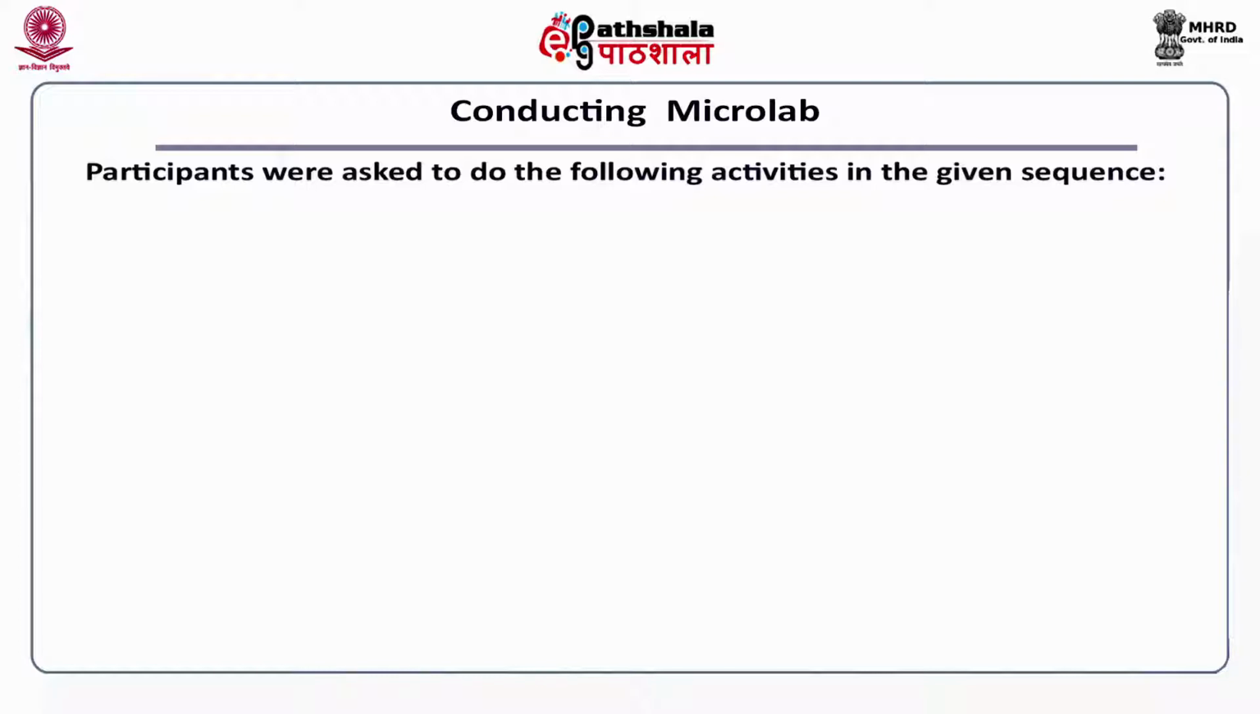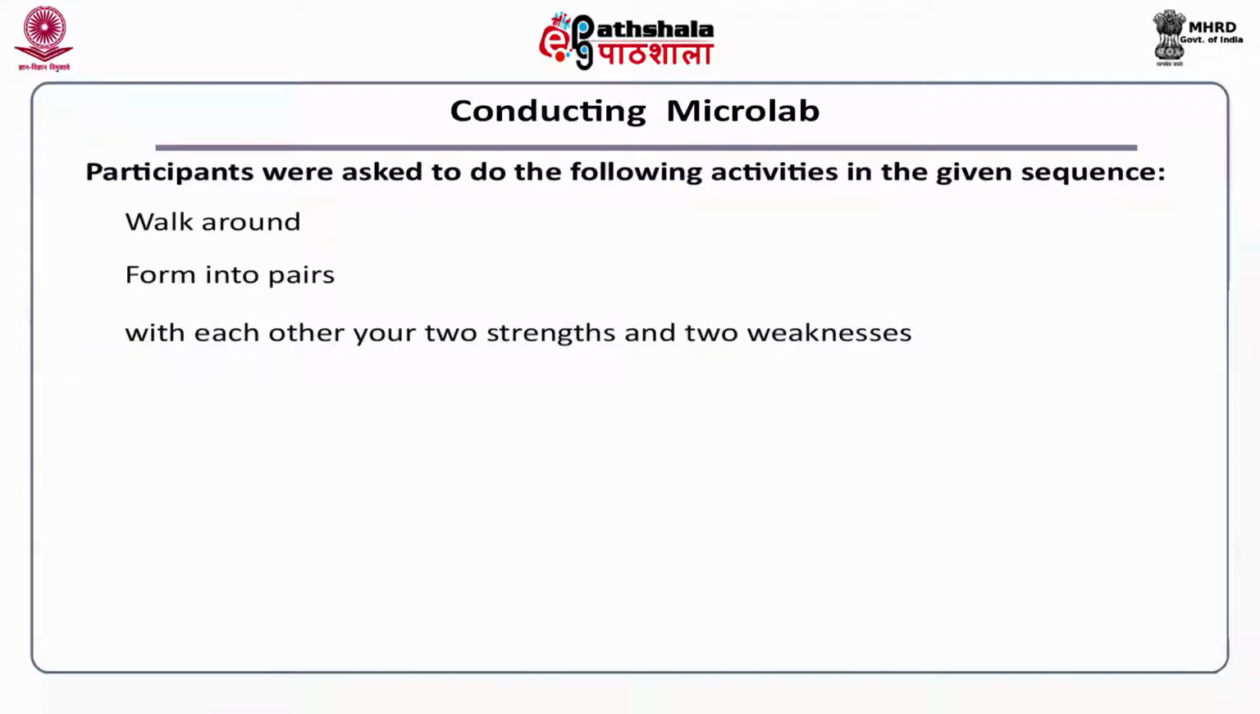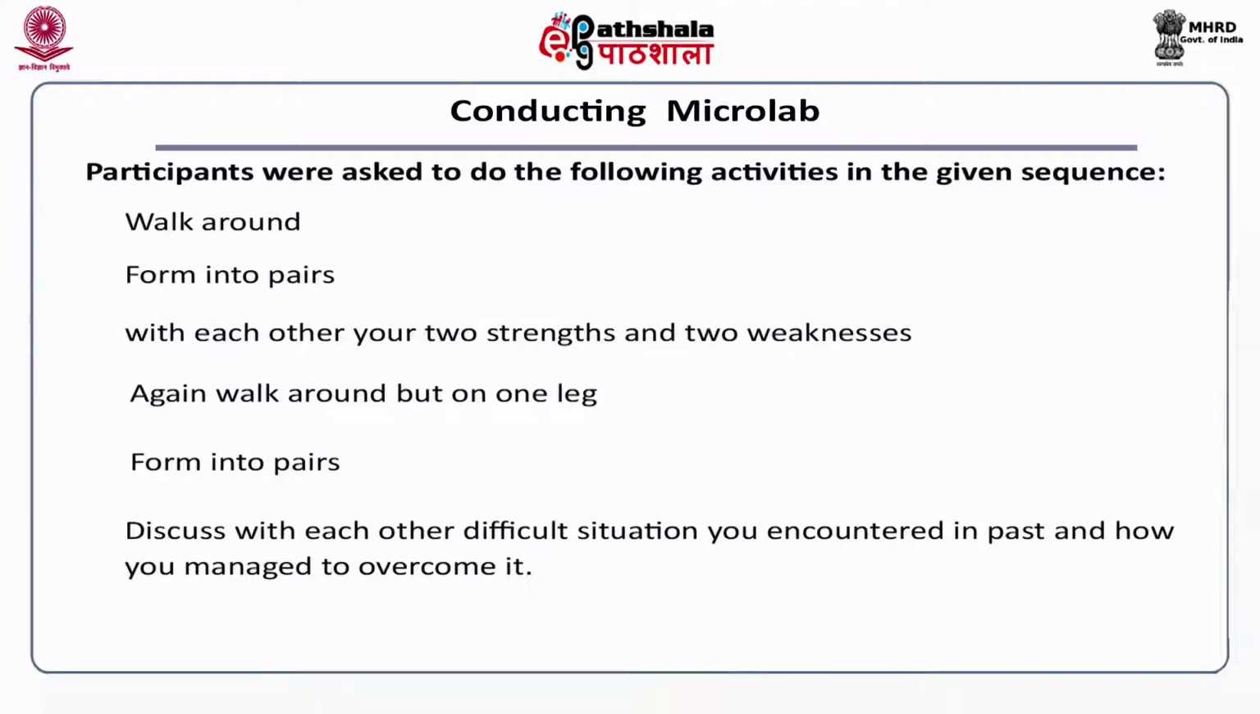Participants can be asked to do the following activities in a sequence: walk around, form into pairs, and share with each other 2 strengths and 2 weaknesses. Once they have shared their strengths and weaknesses, they can again walk around, maybe on one leg. Again they can be asked to form into pairs, and then discuss with each other a difficult situation they encountered in the past and how they managed to overcome it.